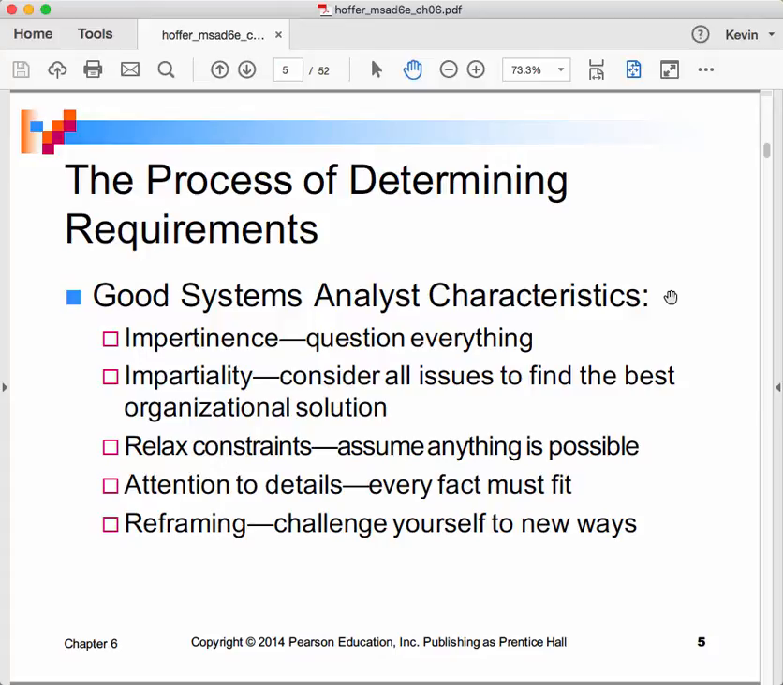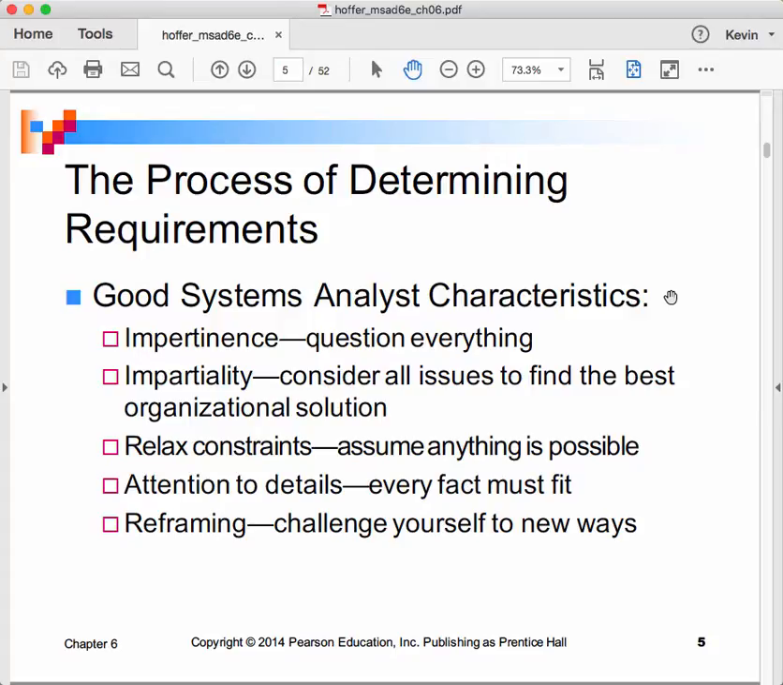Okay, so the main role of the systems analyst is to work with the stakeholders for the project and to expose and document the requirements. And our authors would like you to start thinking about some of the characteristics of a good systems analyst because we'd like you to emulate some of those. So here goes. Impertinence. Question everything.